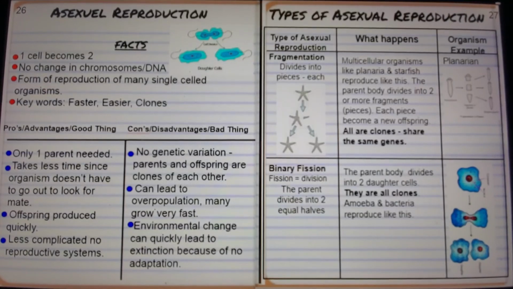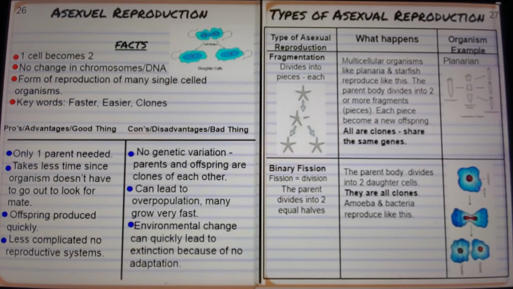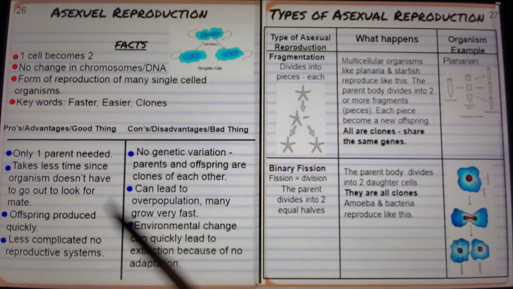Hello guys, today we're going to be covering the second part of reproduction. The first part was asexual reproduction, where the big picture is that one cell becomes two, and two become four, and so forth. There's no change in the DNA, so any of the offspring being made are all clones.